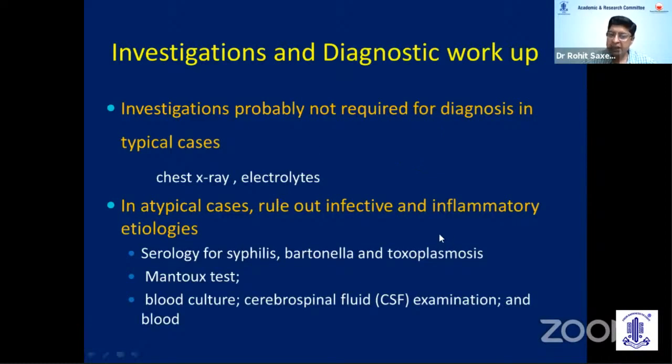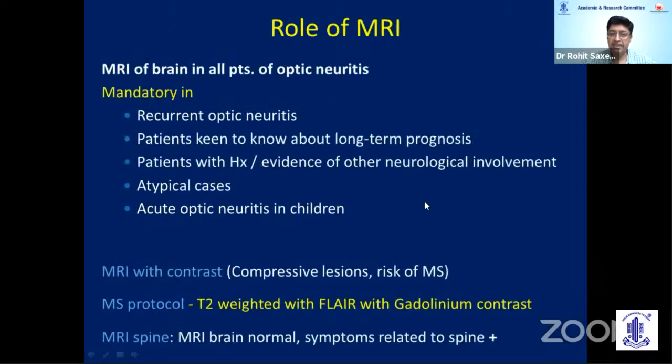The moment it's an atypical presentation, look for all possible etiologies before you think of demyelinating and start steroids at the first go. MRI brain and orbits with contrast is almost mandatory in all patients, but because of the cost constraint in some of our patients, it becomes very important to select. Recurrent optic neuritis, patients keen to know about long-term prognosis, evidence of other neurological involvement, of course atypical cases, especially if you're thinking in terms of a compressive lesion, and in children.